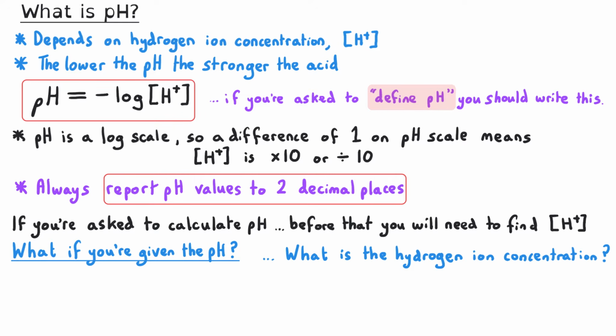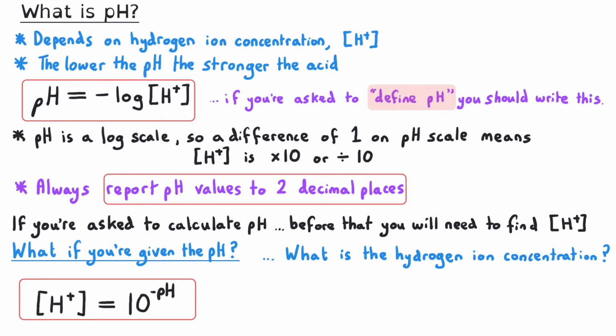So this gives us another equation that is not quite as important as the first one, but I'd be really surprised if you didn't use it at least once on an A-level chemistry paper. And that is that the hydrogen ion concentration can be calculated by using the inverse log of the pH. And what that is written as is 10 to the minus pH.